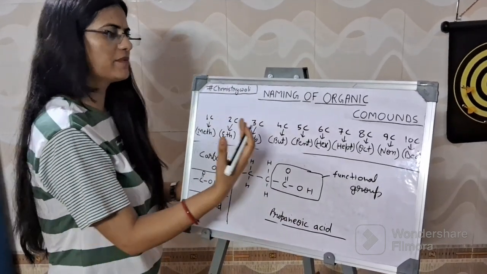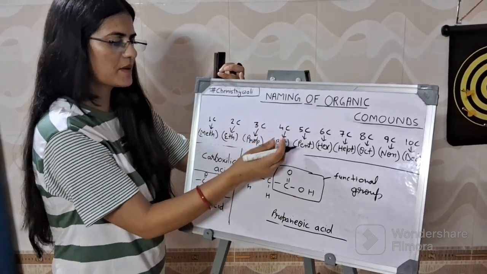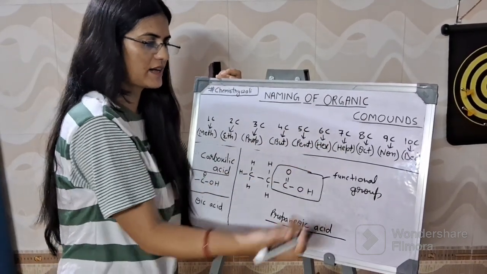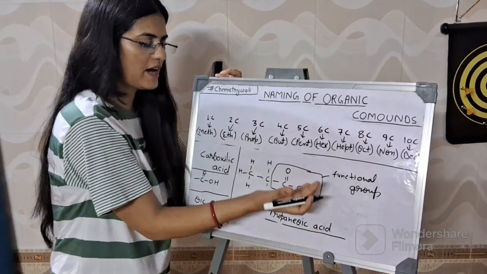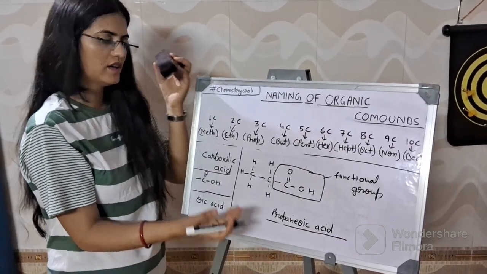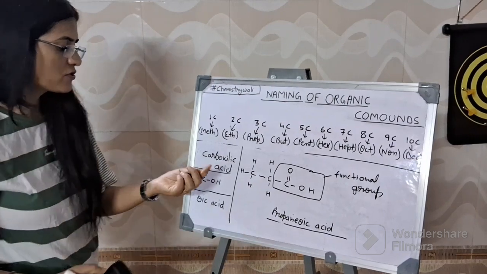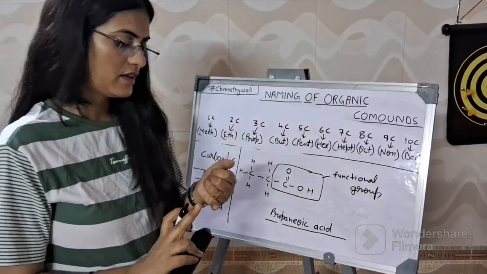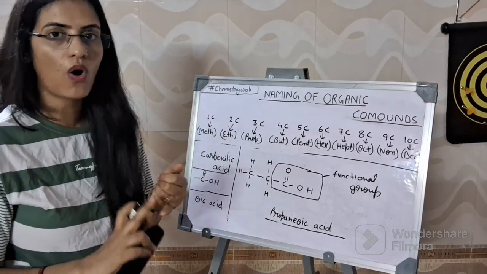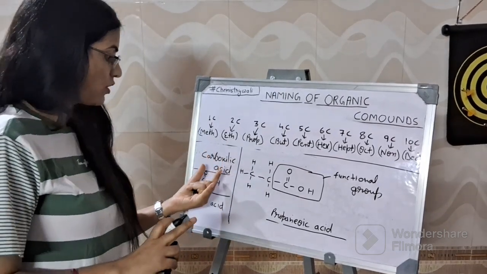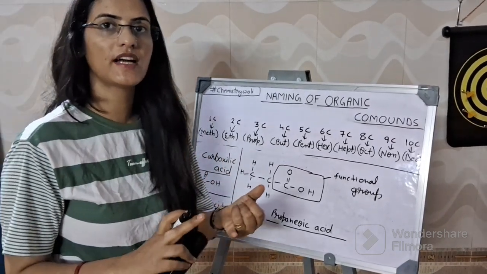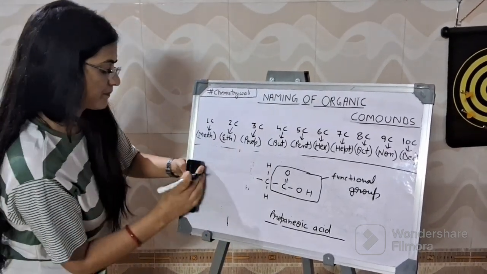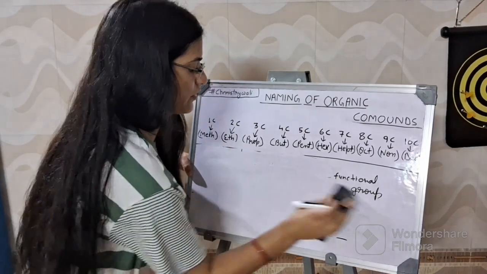In the same way, if we add more carbons: 4 carbons, butanoic acid; 5 carbons, pentanoic acid; 6 carbons, hexanoic acid; 7 carbons, heptanoic acid, and so on. So this is how we will name. We have to learn that for alcohol the suffix we use is ol, and for carboxylic acid the suffix we use is oic acid. Next, we will do 2 more today.